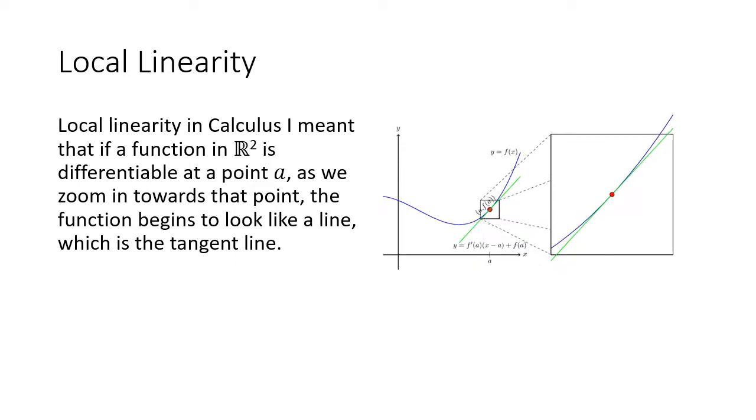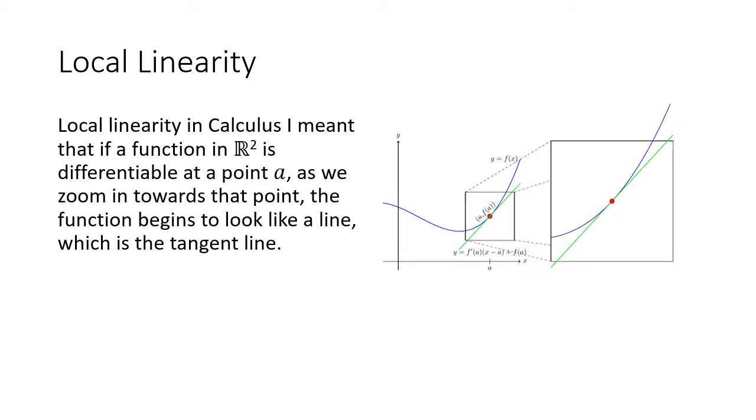If you remember, back in Calc 1, local linearity meant that if I have some curve, and I zoom in closer and closer to that curve at one specific point, that curve is going to start to appear like a line. It might look all curvy when I look at the whole picture, but if I zoom in really close, it's going to look like a line.